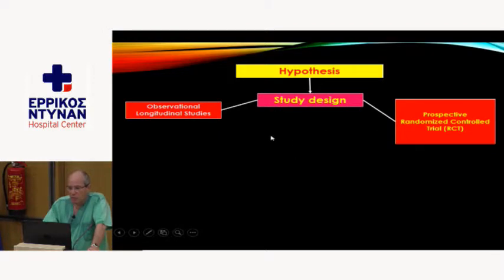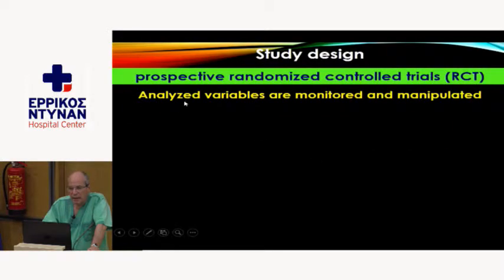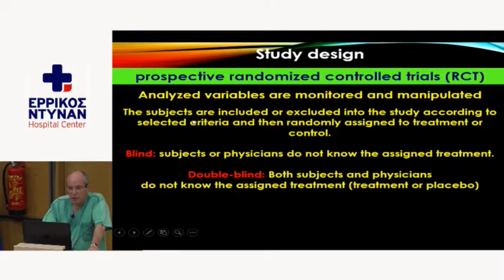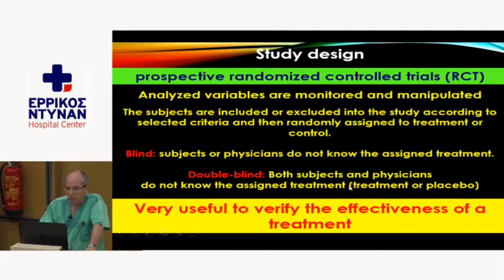The other kind of studies that you have are the prospective randomized controlled trials. In these studies, the analyzed variables are monitored and manipulated, because you are just putting in the study patients that have specific factors that you have already established before. The subjects are included or excluded into the study according to selected criteria, and then randomly assigned to treatment or control. The study can be blind, where the subject or physician does not know the assigned treatment, or double blind, where both subject and physician do not know if they were assigned treatment or placebo, for instance. This is very useful to verify the effectiveness of a treatment.